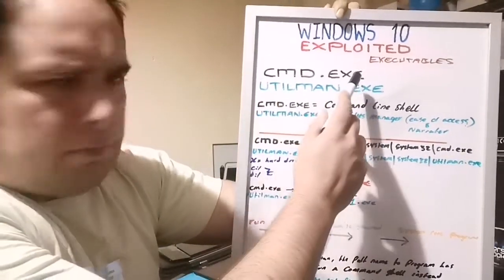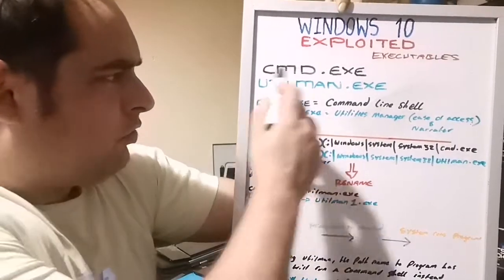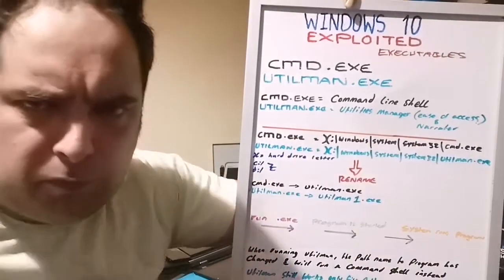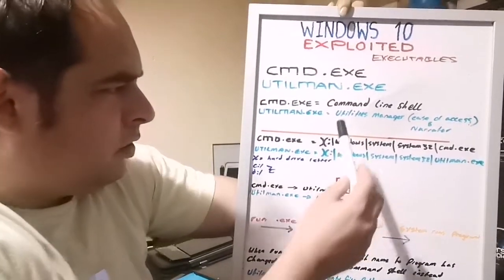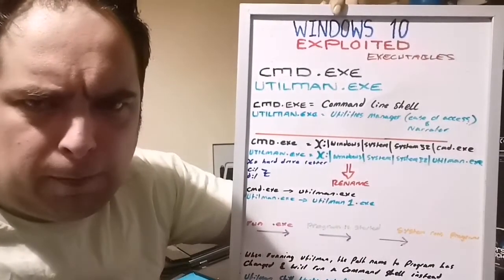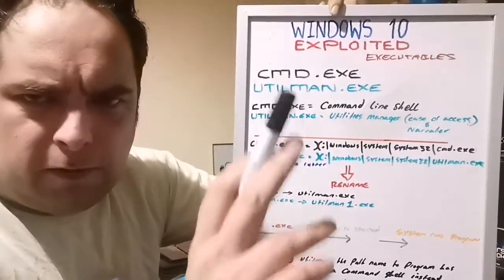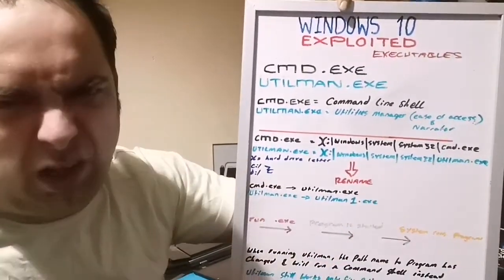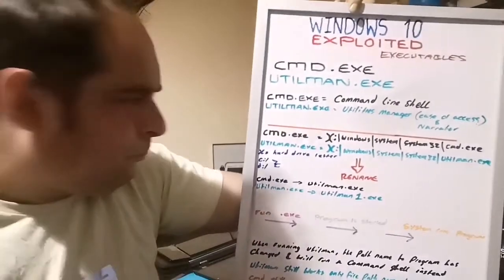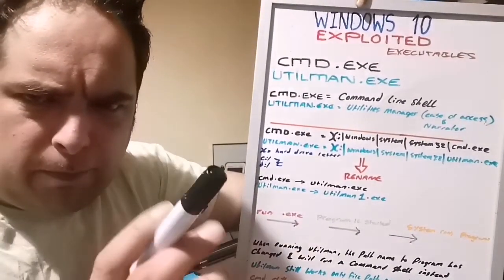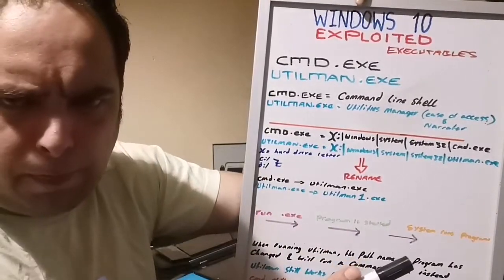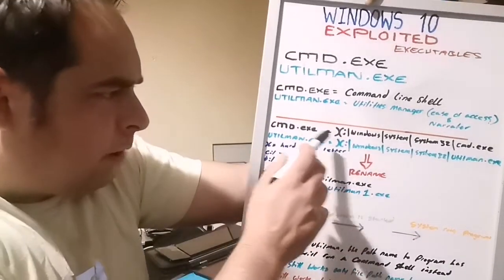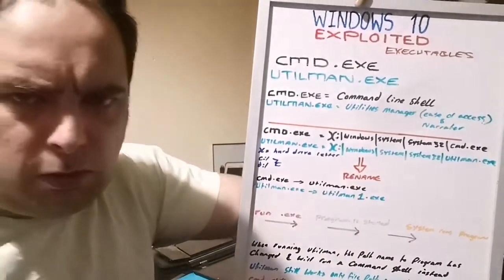So, CMD, that's in relation to your command line shell, command prompt. And utilman is another executable. This is in relation to your utilities manager, specifically for ease of access, and more specifically your narrator. Now, the location of these files is important because we're going to rename them, and we'll go over what this briefly does. For CMD, you'll notice I've put x:\.